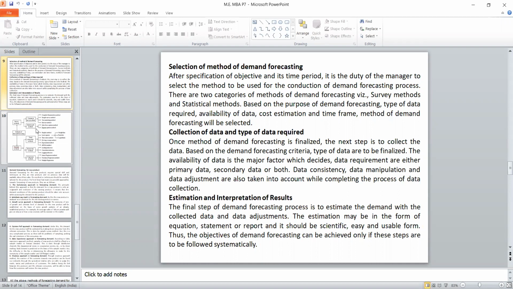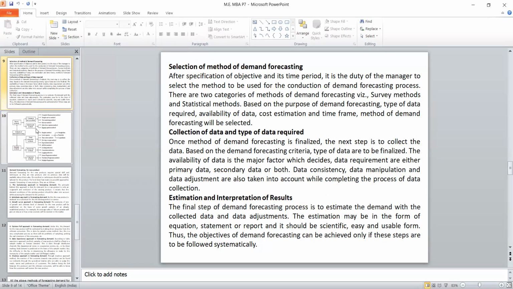That particular data must be used, and statistical tools or any other qualitative tools will be used, and we have to estimate. That is the next step. We should estimate the actual value, and for that you should interpret the result and prepare the demand forecasting report.